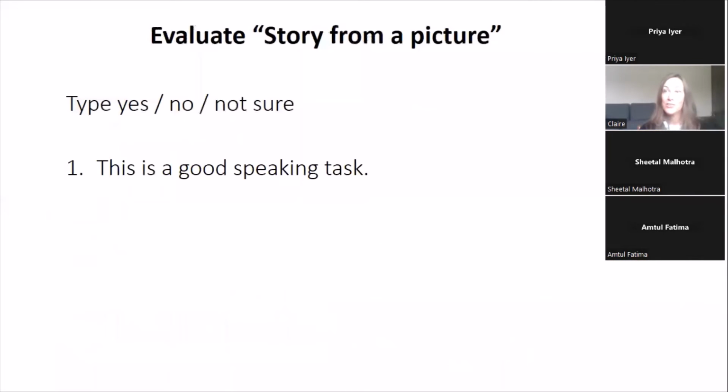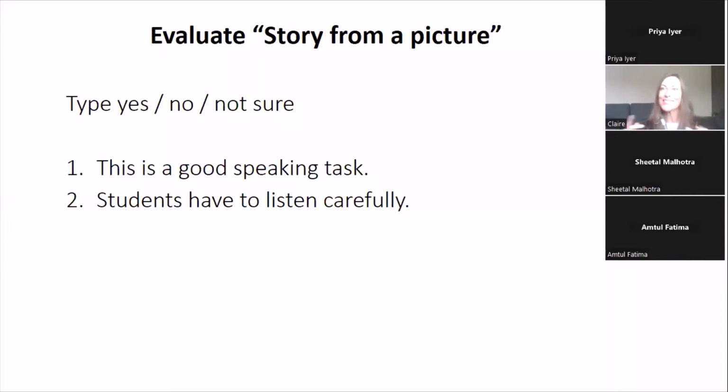So do you think it's a good speaking task, talking about a picture? And so again, people putting their suggestions of what the story is. Gets the imagination going, doesn't it? Do you think it involves listening carefully? So if you do the second part where they tell their story to another group and they have to listen and notice similarities and differences, you need to set that listening task, then yes. So if you include that part, it does.